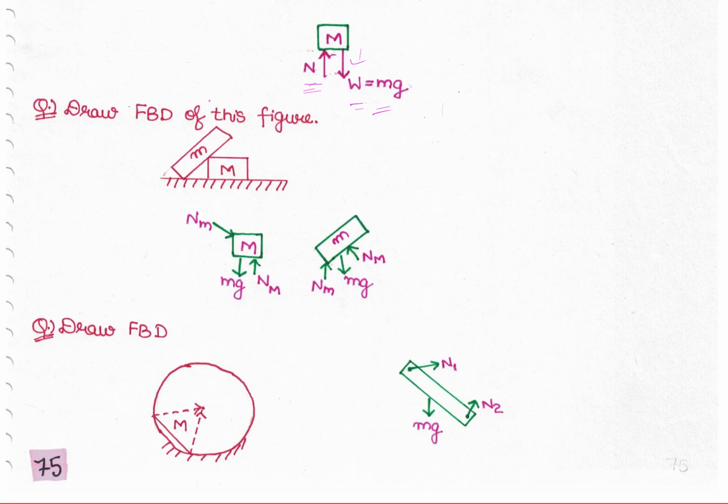Now draw the free body diagram of this figure. So this is small m, this is capital M, and this is the surface. We draw a free body diagram like this. This small m is replaced with, so this is the normal force due to small mass, this is the force due to this mass, small mg, and this is the normal force due to capital M, and this is the normal force due to small m, this is the weight due to Mg, and this is the normal force due to capital M.